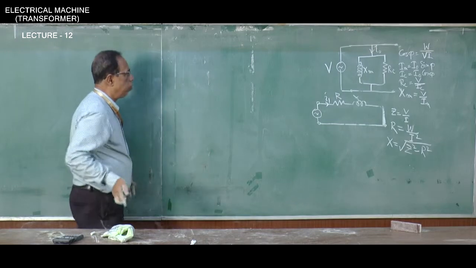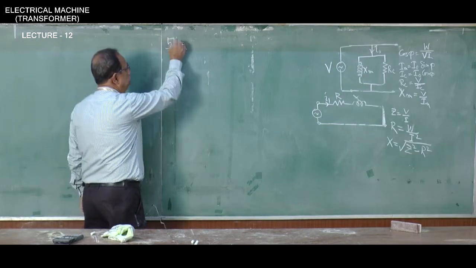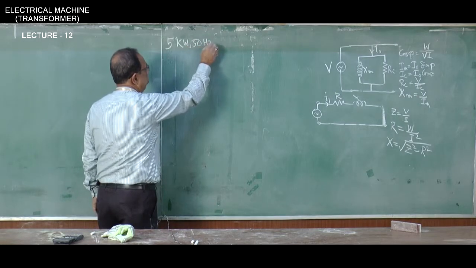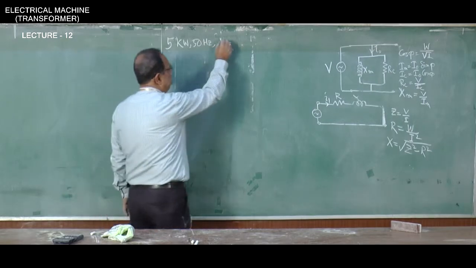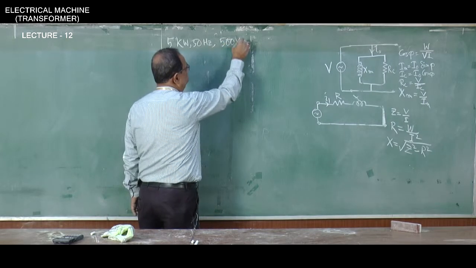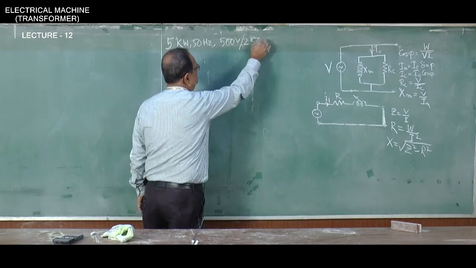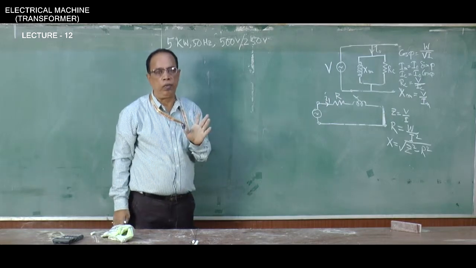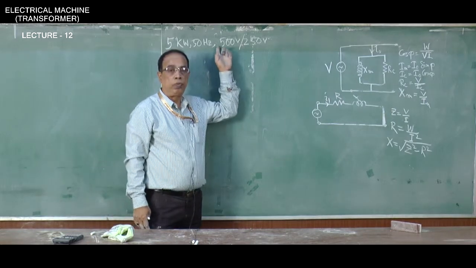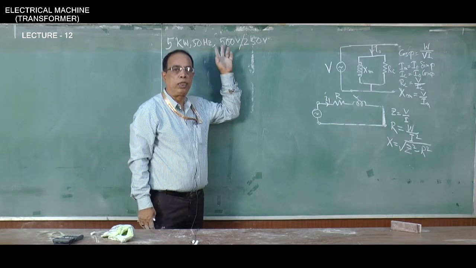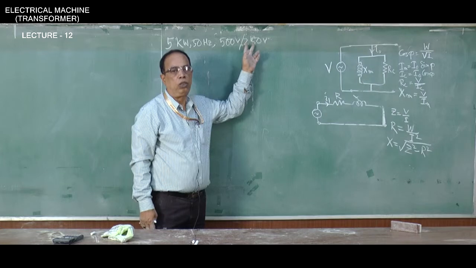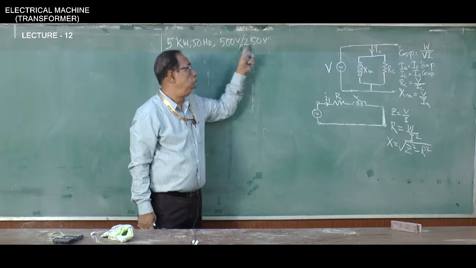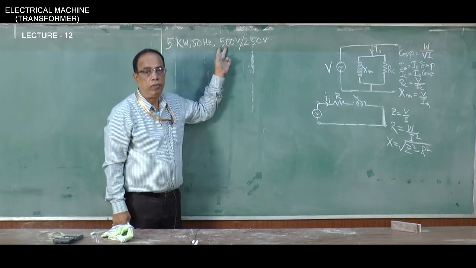Say there is a transformer of 5 kilowatt, 50 hertz, it is operating at 50 hertz. Its voltage is 500 volt by 250 volt. Please keep it in mind, on all transformers these voltage ratios will be given. The first figure will show the primary voltage, the second figure will show the secondary voltage. That means the load side voltage is 250 volt and the supply side voltage is 500 volt.